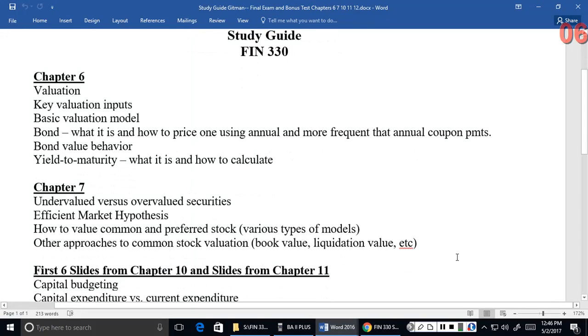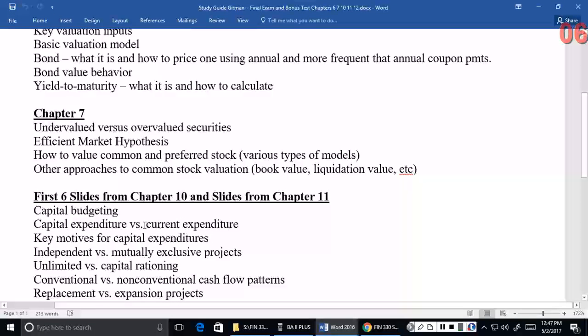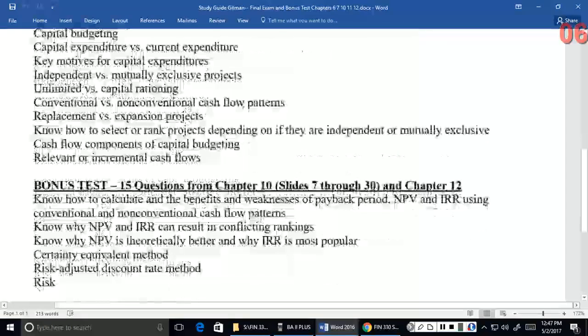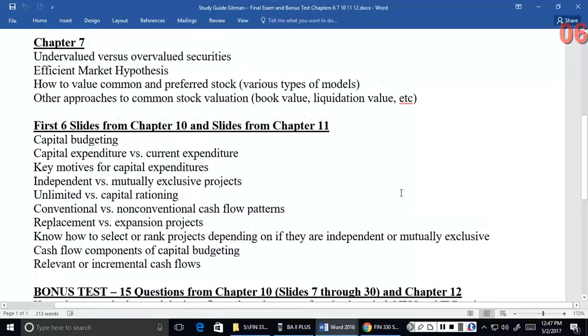And I mean, this is not that difficult, okay? Your study guide, you've got chapter 6, 7, and then the first 6 slides from chapter 10, and then the slides from chapter 11 on your final exam. And then you've got the bonus test material, which are slides 7 through 30 and chapter 12. So I think there were 2 slides related to that.